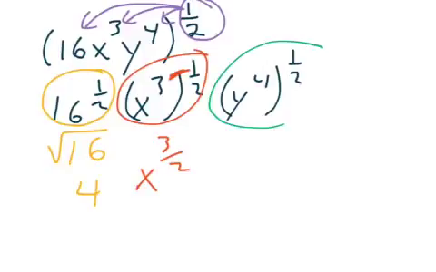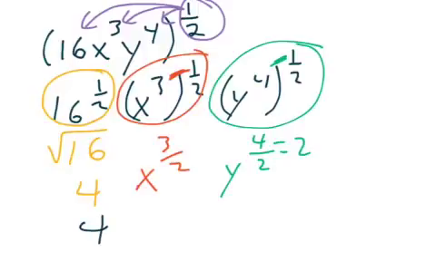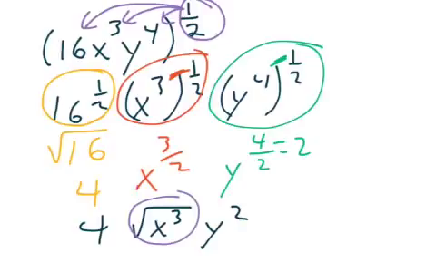And we're going to do the same thing with the y's here. I'm going to get y, and when I do 4 times 1/2 there, I hope you realize that's 4/2, which of course is 2. So what do we have now? We have 4, we have the square root of x cubed, and we have y squared. The only thing that's still unfinished is that square root of x cubed.